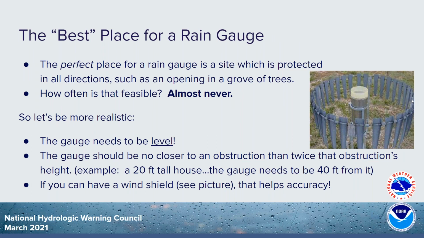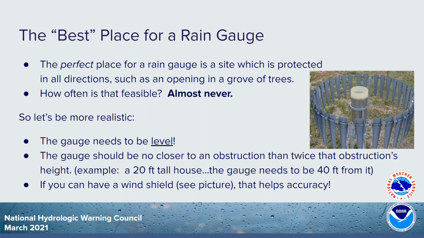Now, as far as siting a rain gauge, what's the best place to site one? Well, the perfect place to site one is protected in all directions, like an opening within a grove of trees, so that you're catching all the rain that's coming down and you're not blocking any of the rain that's coming down. But how often can you actually do that? Really almost never. So let's be more realistic and stick to the basics.